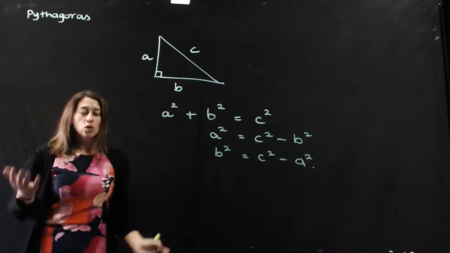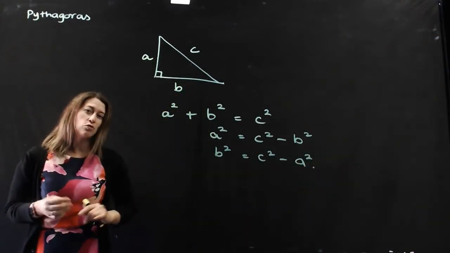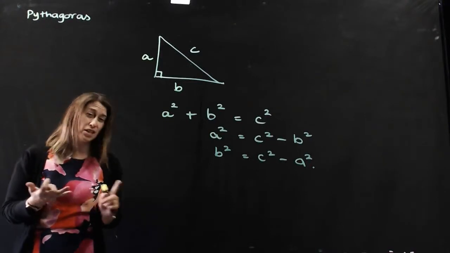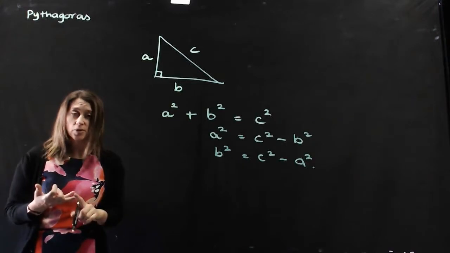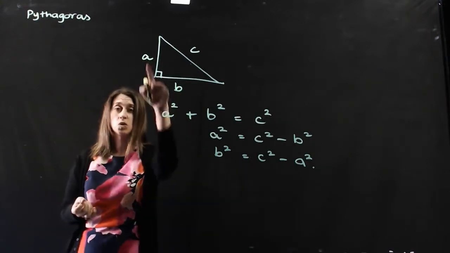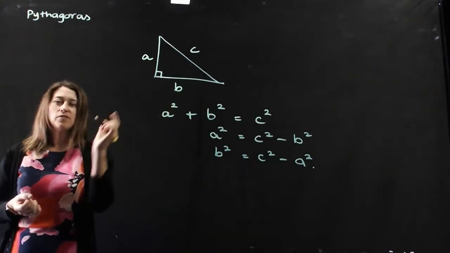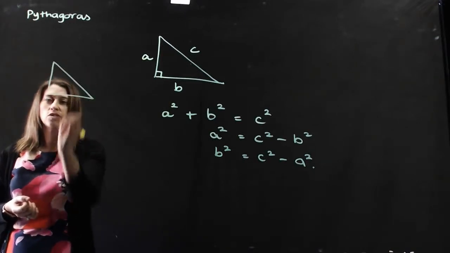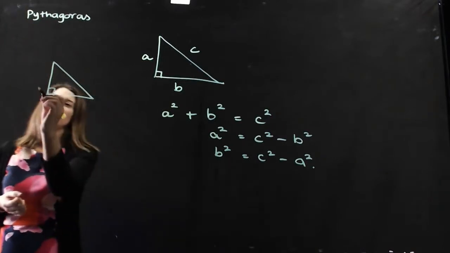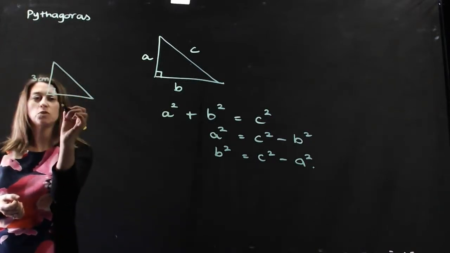And these formulas will always be on the formula sheet, but you should know how to use them, and learn them. I'm just going to do a quick couple of examples on how to find the hypotenuse and then how to find one of the smaller sides. So let's look at finding the hypotenuse first of all. Let's do the easiest triangle of all. Let's do a 3 centimetre side and a 4 centimetre side.